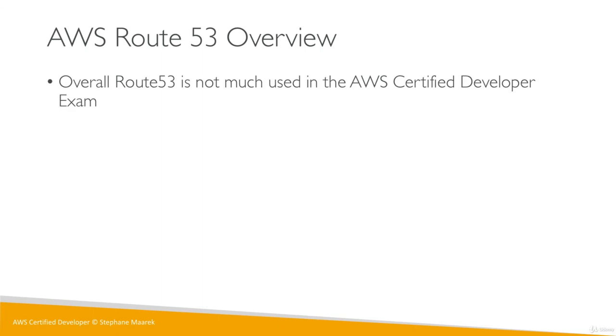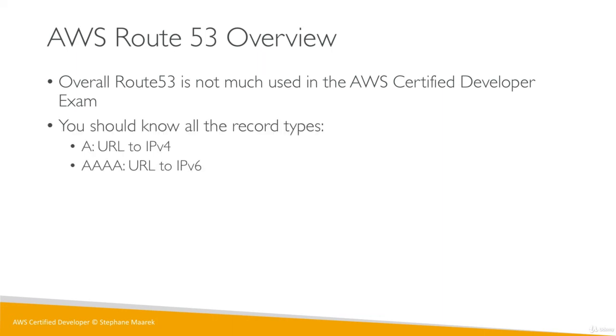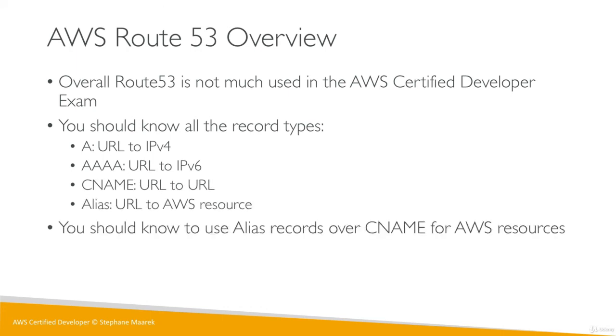So overall, Route 53, I would say, is not much used in the certified developer exam. Still, I want you to know about it. So what I want you to know is all the record types. So A, quadruple A, CNAME, and alias, super important. And then you should know to use alias records over CNAME for AWS resources. So that's it for the overview. We'll just go into hands-on to see how it works in practice, but that's it.